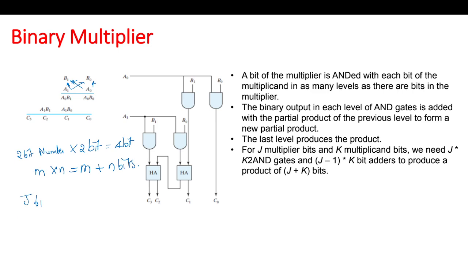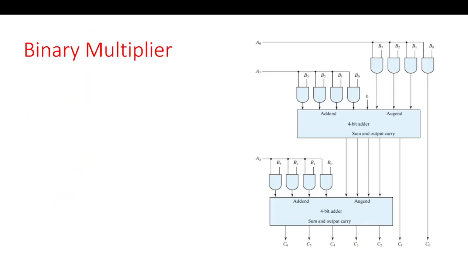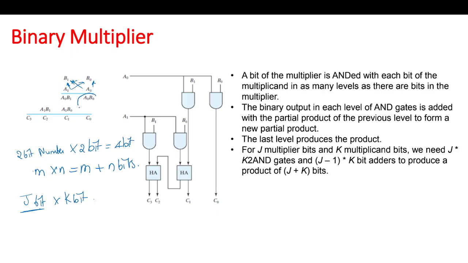Say if you have a j-bit number into a k-bit number, if you observe this, a half adder will be sufficient here, but here this carry has to be propagated, so we need a full adder. So for that, we can say j minus 1 into k adders, and how many AND gates? j into k. For every multiplication, we need an AND gate.